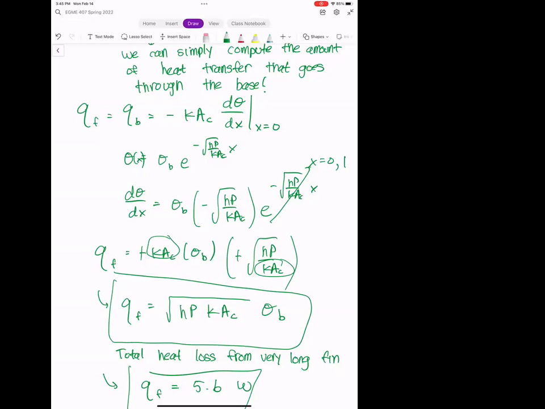Okay, all right, and so on Wednesday, we'll go ahead and finish up this example. There's just a little bit left. Then we're going to talk about fin performance. And then from there, we're going to talk about 2D heat conduction. And so that's going to be a really cool topic.